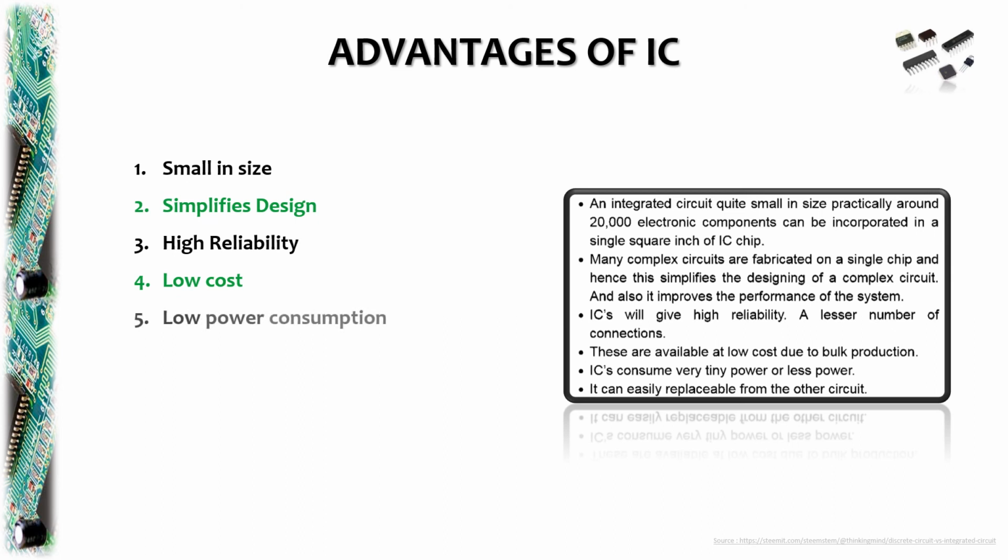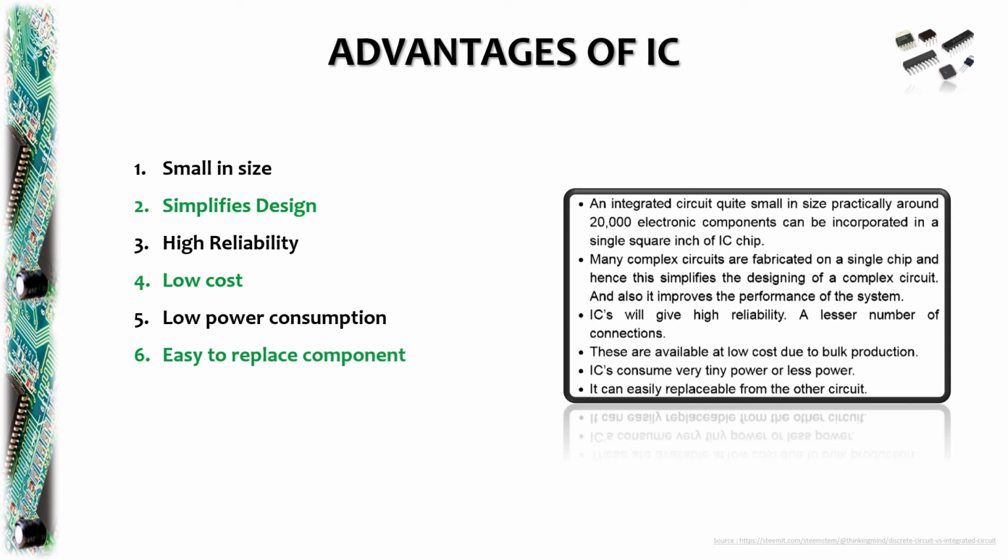Then the fifth advantage is low power. Of course, it's low power consumption because ICs are made up of a semiconductor material wafer. We know, right, that a semiconductor material wafer consumes very little power. And as we know, semiconductors draw less power than any other elements. Whenever we talk about power consumption, we always go for the semiconductor material because it consumes less power.